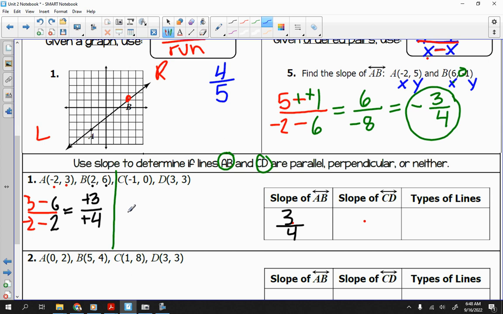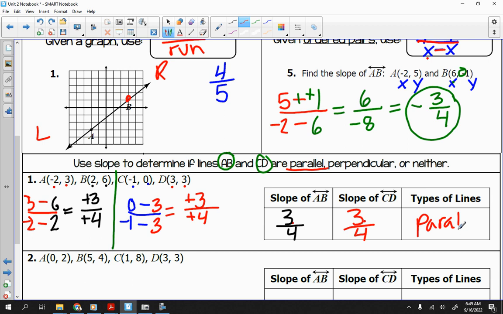On to the next one. I'm going fast to make this video shorter. My first y, my first x. My second y, my second x. I got 0 minus 3 on top, -1 minus 3 on bottom. These cancel out. Now I look at my criteria, parallel. Parallel slopes are the same. These are the same. Therefore, these are parallel. It's my first option.